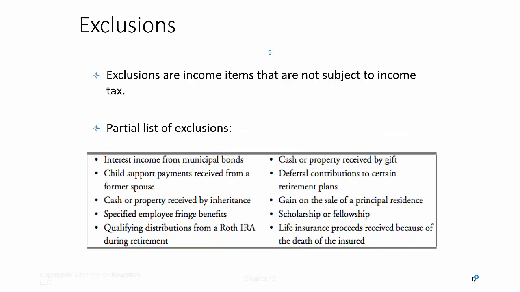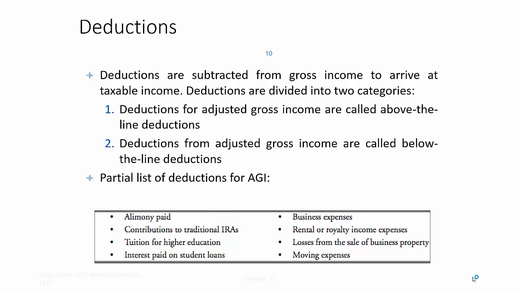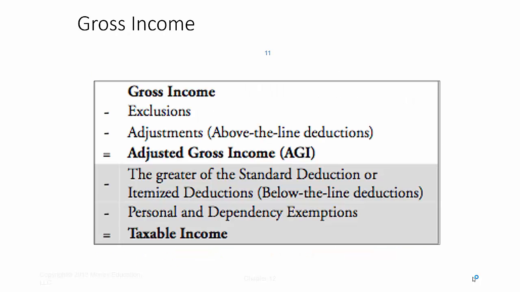Now on the below the line deductions, I apologize for that. On the below the line deductions, we will get a little bit more into that, but make sure you understand what's above the line and the types of deductions that come above the line, because that leads us to the adjusted gross income figure as we're trying to calculate our taxable income overall.